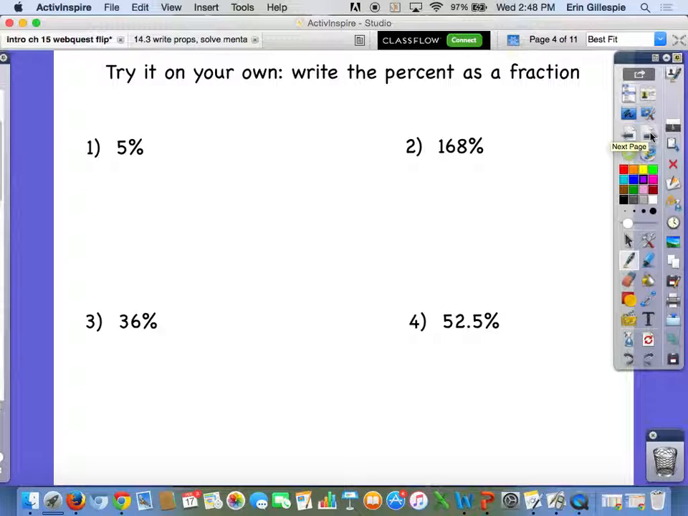So remember one of the things we learned was how to write a percent as a fraction. So 5% means I'm comparing 5 to 100. So I write 5 over 100, but I always have to reduce fractions if I can. So I can divide those both by 5. So that gives me 1/20th in simplest form. That would be my answer. 5% is the same as 1/20th.